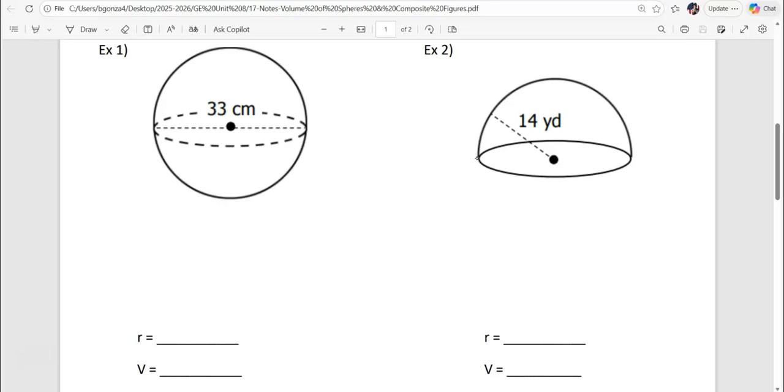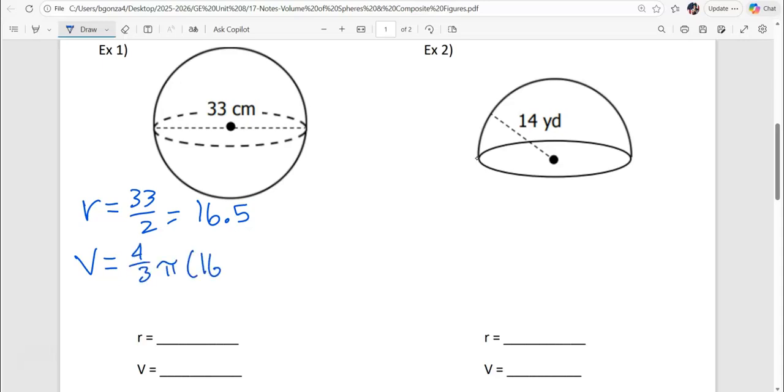All right, look at number 1. Is the radius 33? Who thinks the radius is 33? Okay, so what do we do to 33 to get the radius? Divide by 2. And when you divide 33 by 2, you get 16.5. Now, the volume formula: is this a whole or a half sphere? Whole. So you do 4/3 pi r, 16.5 cubed.